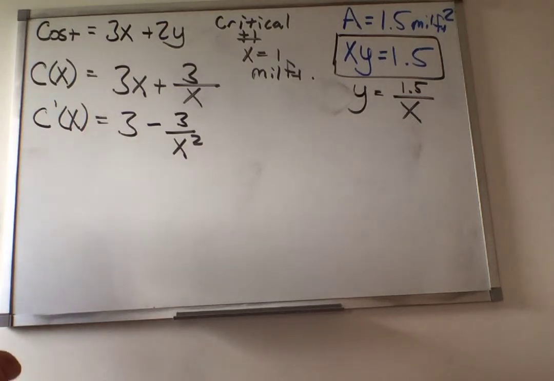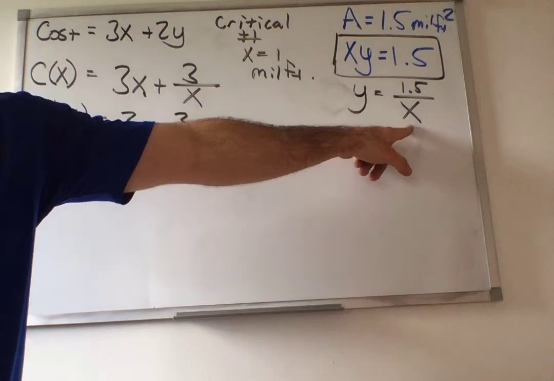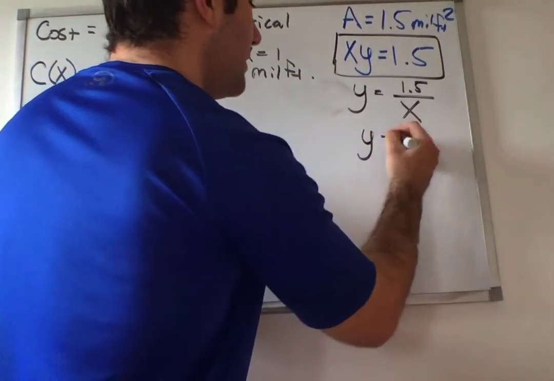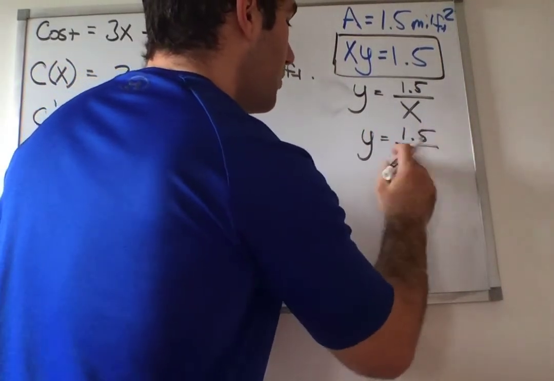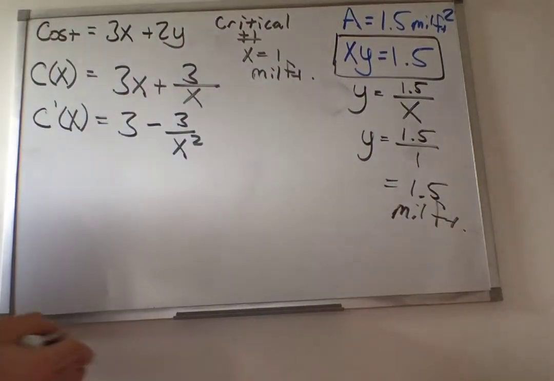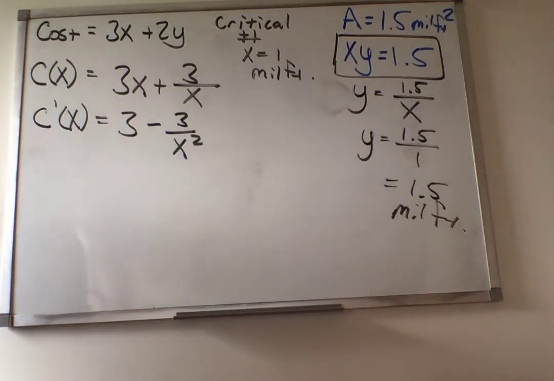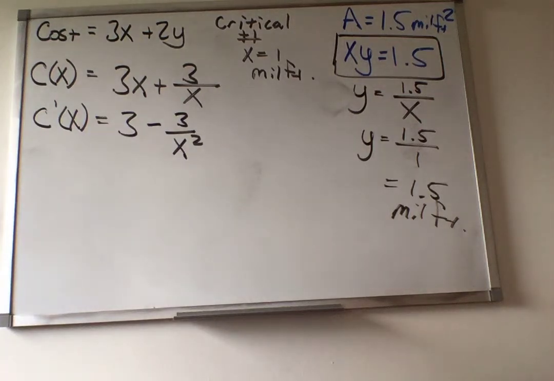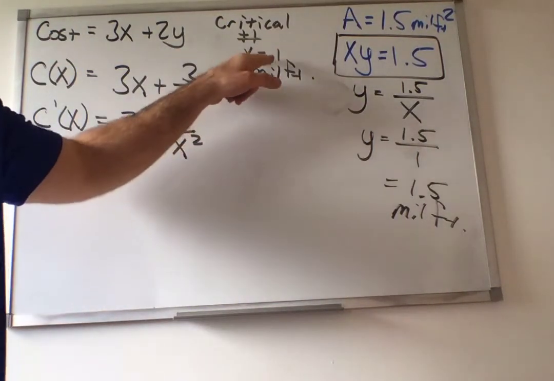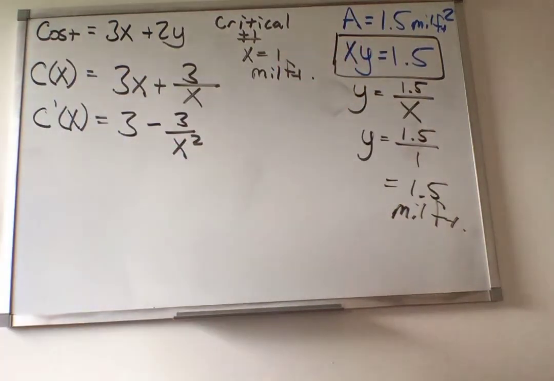So what we can do is just take this. We've got a nice function for y, don't we? We can go ahead and plug it in. Y is equal to 1.5 over 1, which is 1.5 million feet. Okay, so we found the dimensions of the pen and the fence in the middle that will ensure that we have the minimum cost. Not only that, our area is 1.5 million feet. Notice if you take 1 times 1.5, you do get 1.5 million feet.